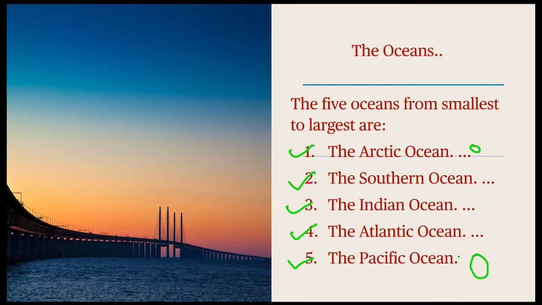You may also read sometimes that there are 7 oceans. That is also correct, because sometimes the Pacific Ocean is also called North Pacific Ocean and South Pacific Ocean. Like that, Atlantic Ocean is also sometimes called North Atlantic and South Atlantic. Then it becomes 7. 1, 2, 3, 4, 5, 6, 7. But as a total, we can say that there are 5 oceans in the world. The Arctic Ocean being the smallest and the Pacific Ocean being the largest.